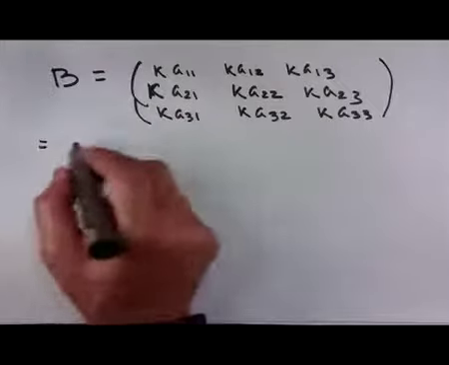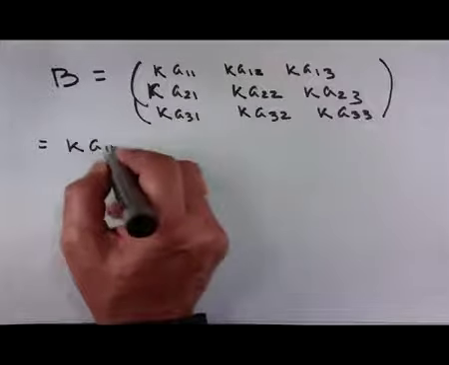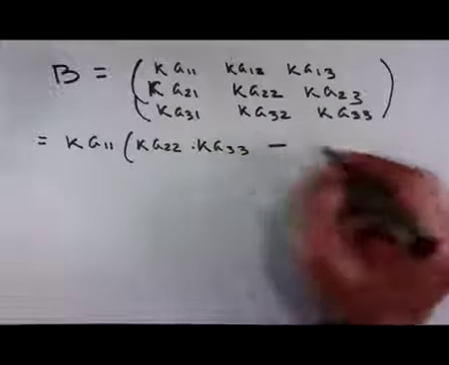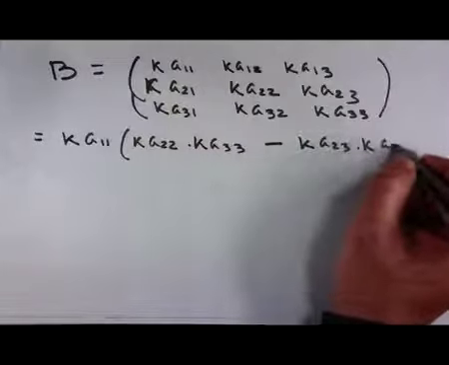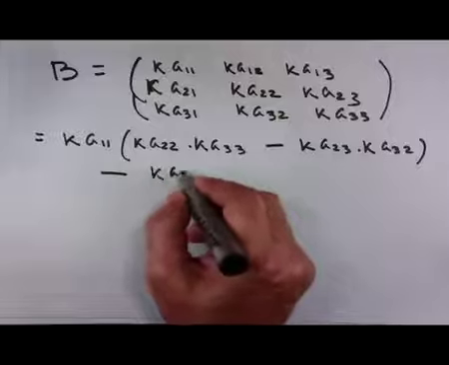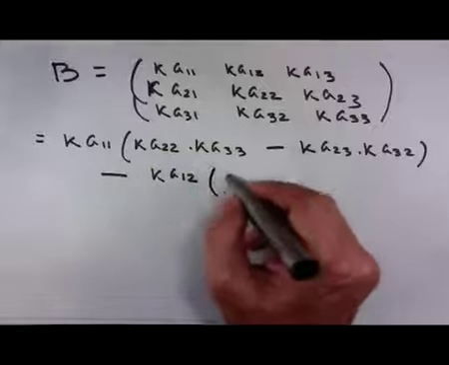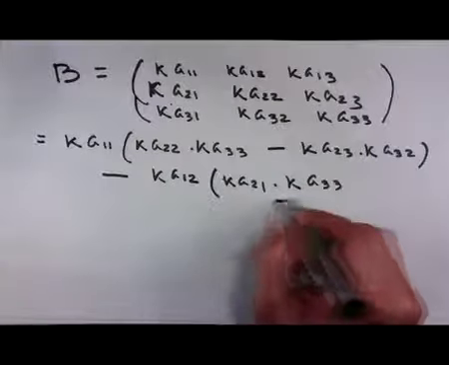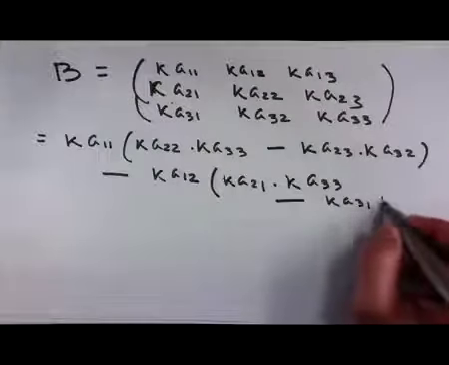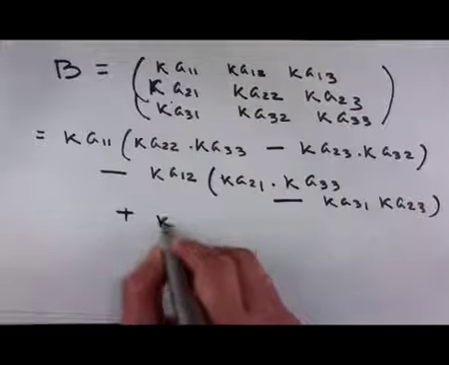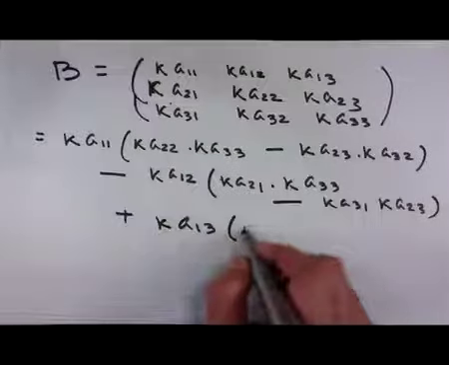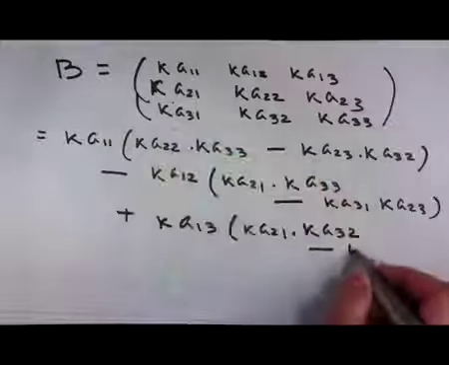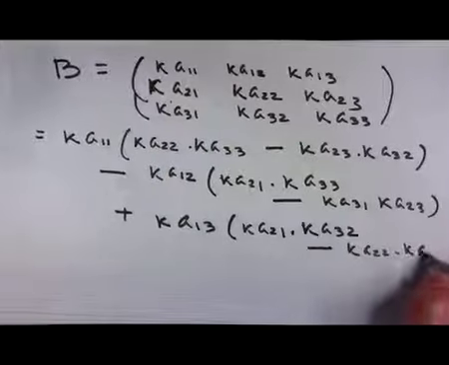If we expand it in a very similar way, then we get its determinant is K A11 into K A22 into K A33 minus K A23 into K A32, minus K A12 into K A21 into K A33 minus K A31 into K A23, plus K A13 into K A21 into K A32 minus K A22 into K A31.